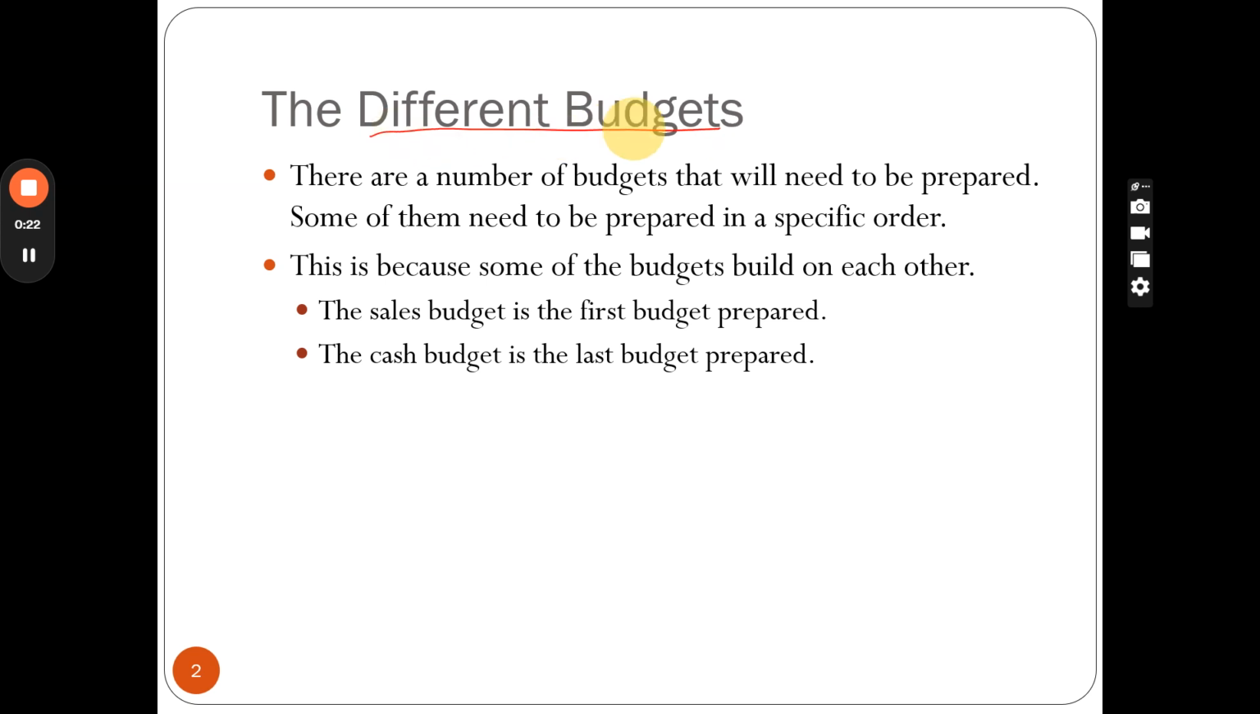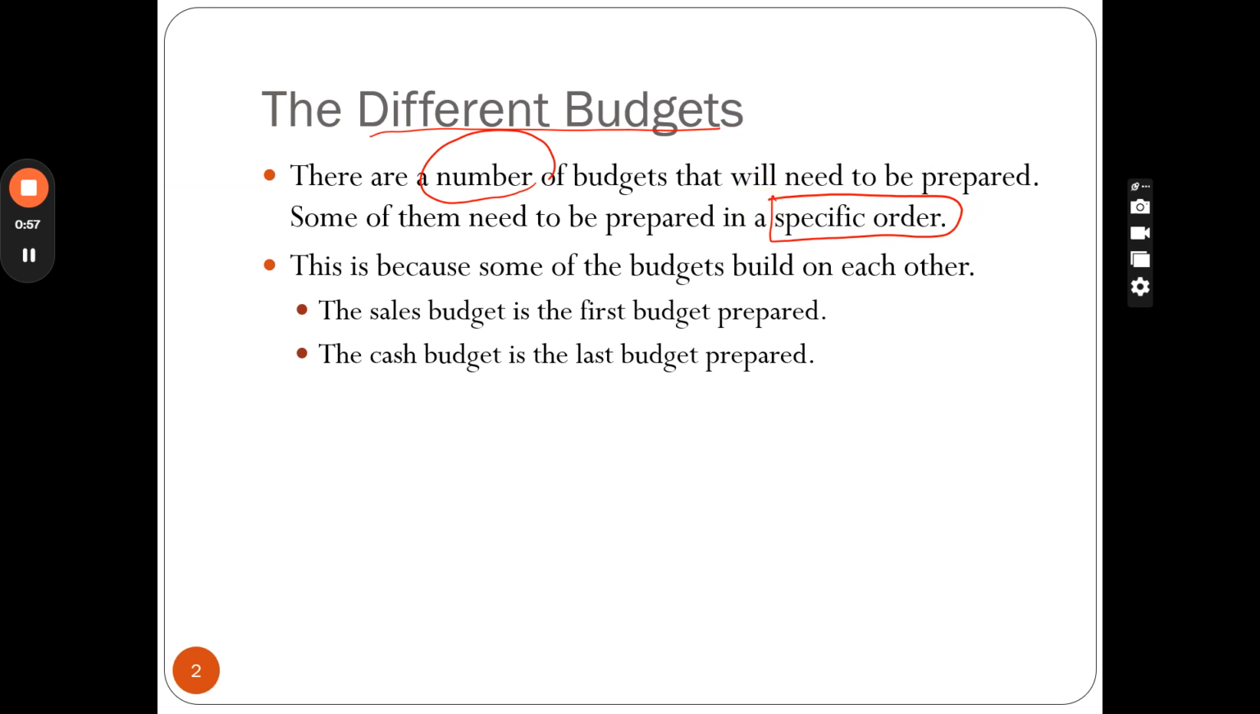So, different budgets. In an organization you normally have to prepare a number of budgets. This can be a sales budget, a production budget, a material budget, a labor budget, a sales expenses budget, or a marketing expenses budget. You will have a number of budgets to prepare, and some of them need to be prepared in a specific order.